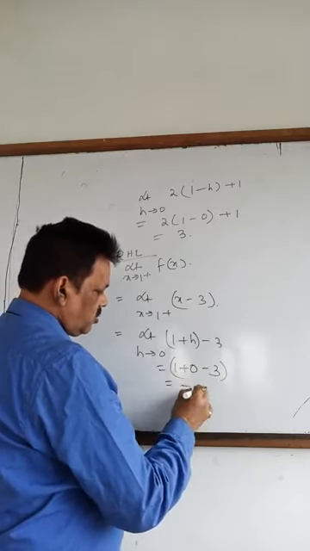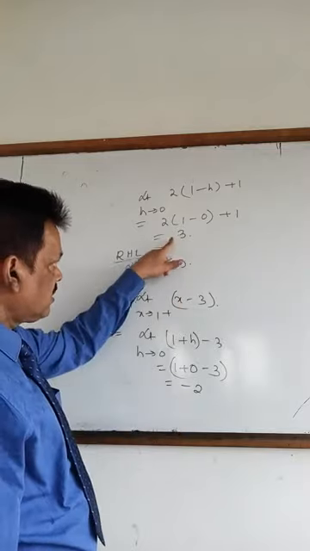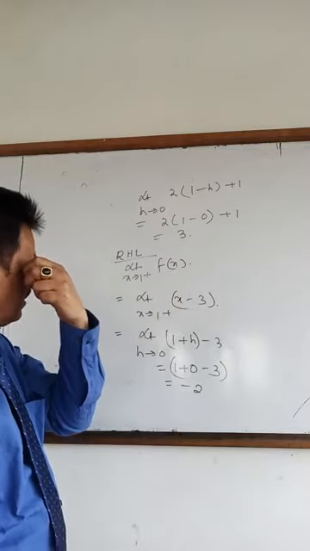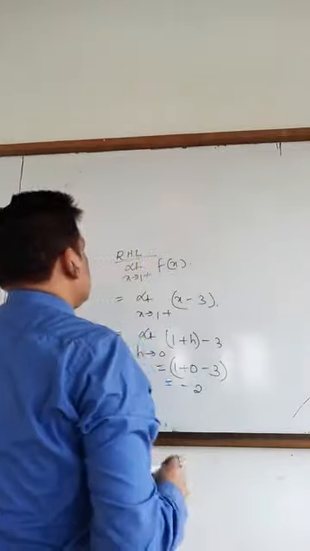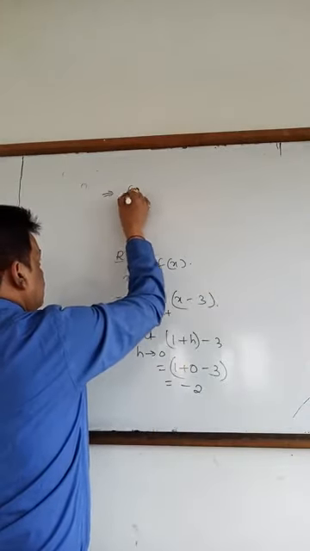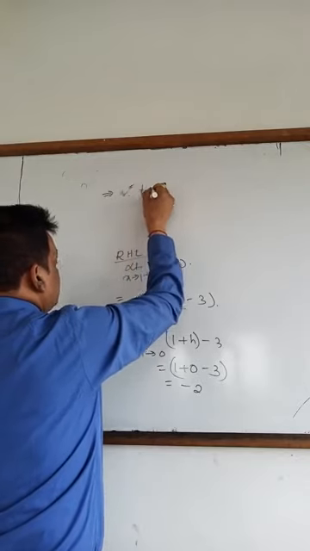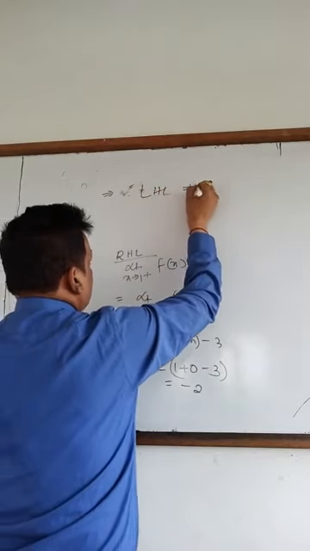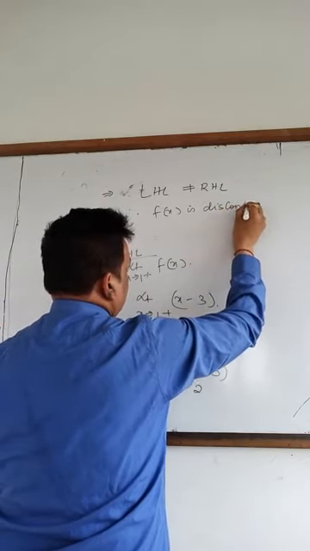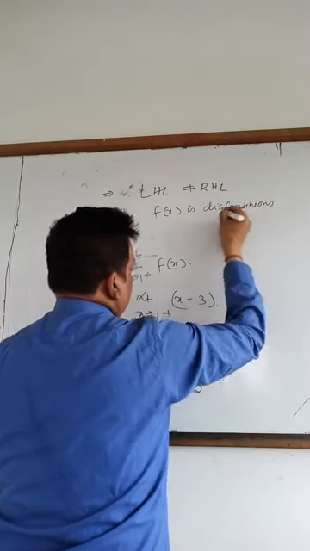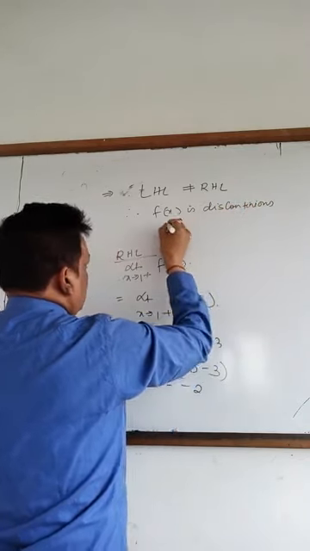So you can check here the left hand limit is not equal to right hand limit. So here the function is discontinuous, we will not go for the third point. So we can write directly here: implies left hand limit not equal to right hand limit. Therefore f(x) is discontinuous at x equals to 1.